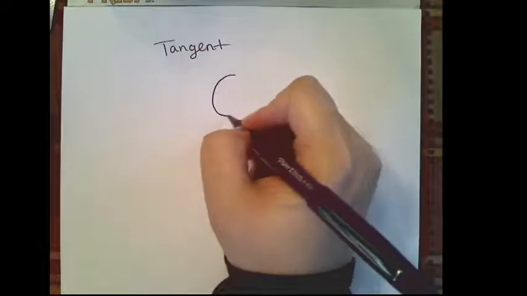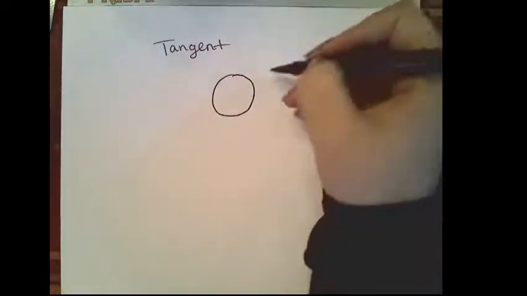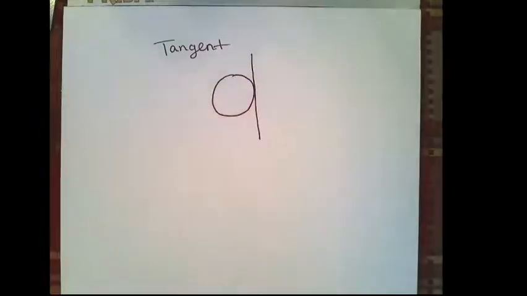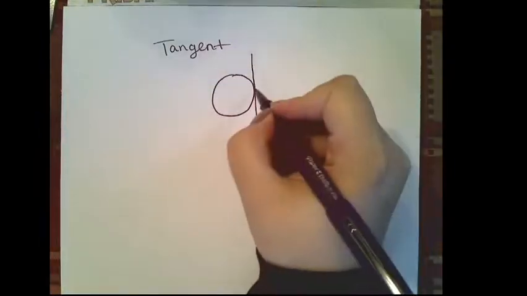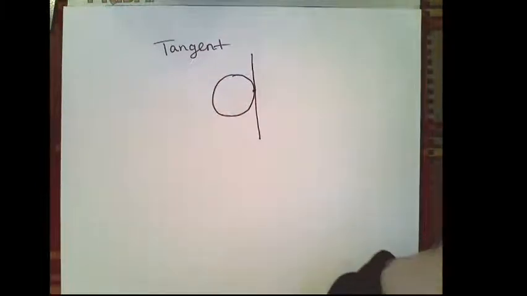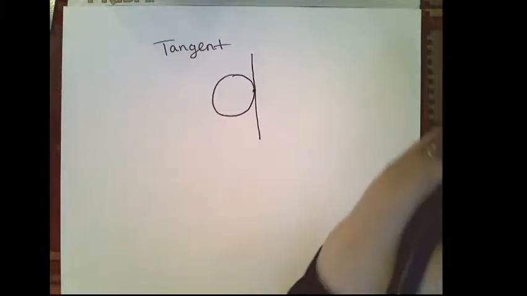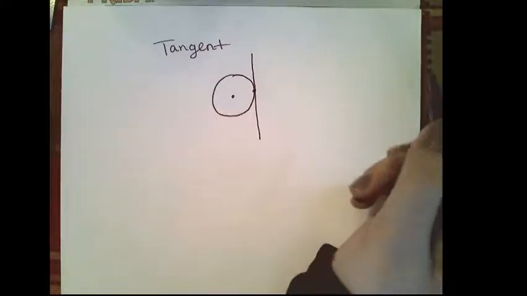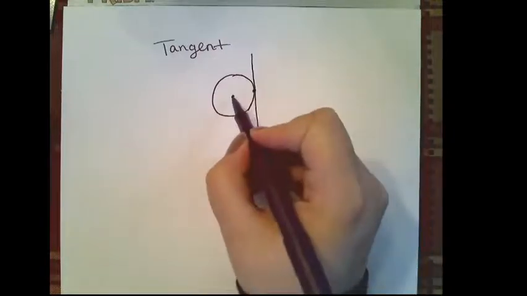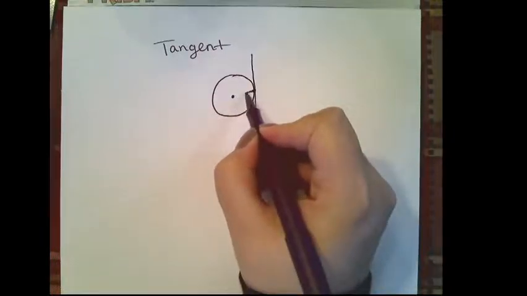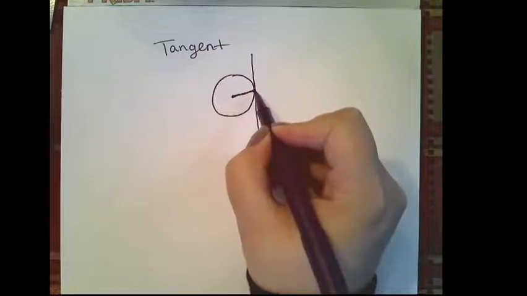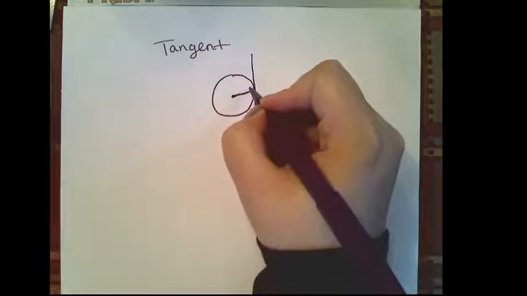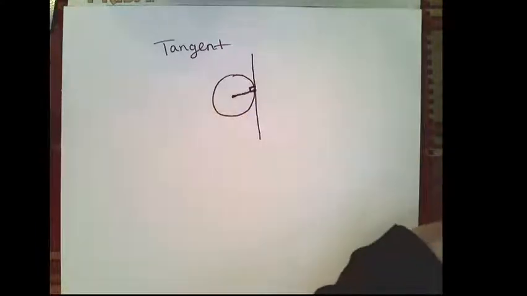So if we have a circle and we have a line that looks like this, this is a tangent line. It hits the circle in one point. And the nice thing about a tangent line, and this will come in handy for your homework and future references, is that if we connect the point of tangency, which is right here, to the center of your circle, it is always going to form a right angle.